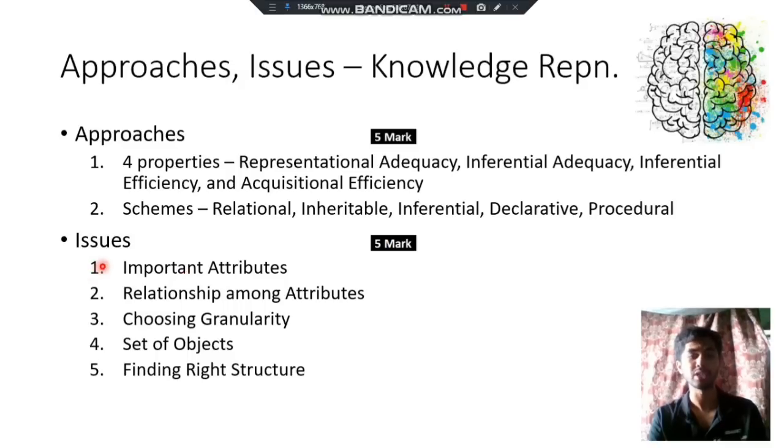So moving on to the issues, we have the important attributes. What are the important attributes in the AI which we need to consider? Which relationship is most specific? Choosing granularity, whether the higher level or lower level. The set of objects which are most relevant, we will be choosing that. Finding the right structure to represent the knowledge. Okay, these are the issues you have to keep in mind for knowledge representation.